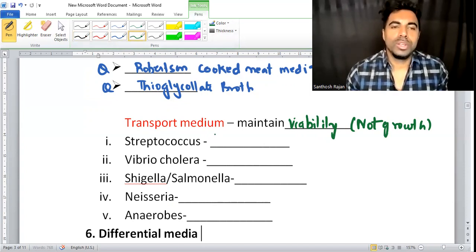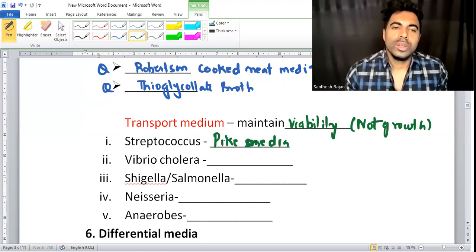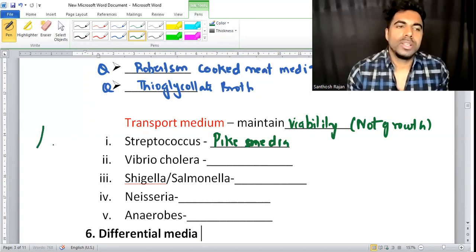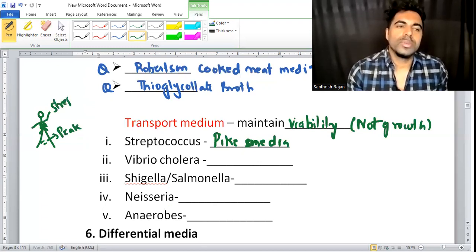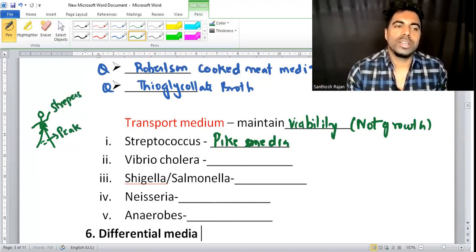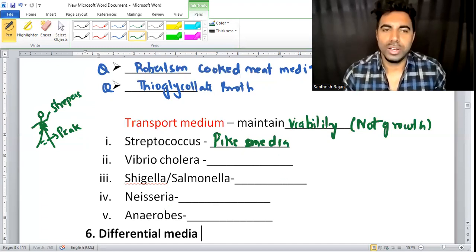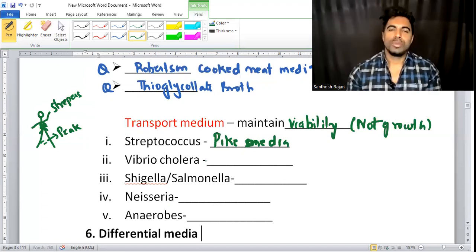Streptococcus, which is the transport media? Pike's media. Very simple. Think of strippers: where do strippers dance? On top of a mountain, on the peak. So strippers dance on the peak. Pike media. Don't forget. Streptococcus is Pike.